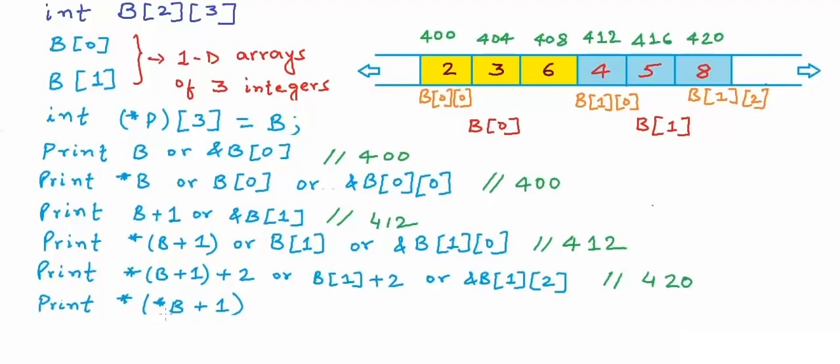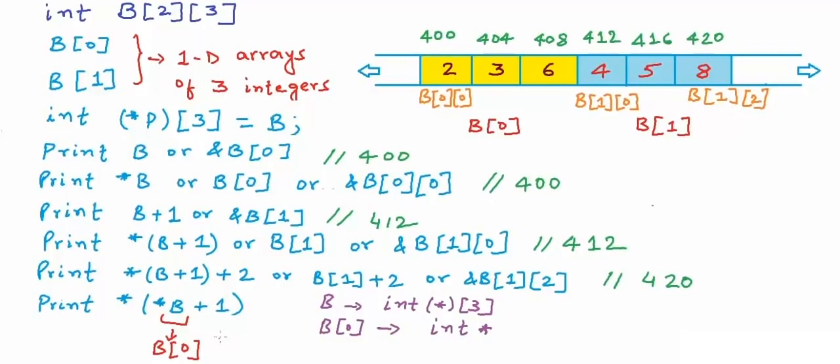Here, B is returning us a pointer to a one-dimensional array of size 3, a one-dimensional array of 3 integers, and dereferencing it will give us the one-dimensional array. So asterisk B, as we know, will give us B0. Asterisk B is the same as B0. Now B0 in my expression, because B0 is the name of a one-dimensional array, returns me a pointer to the first integer in the one-dimensional array. So B0 returns a pointer to an integer. We will get a pointer to this integer at address 400.